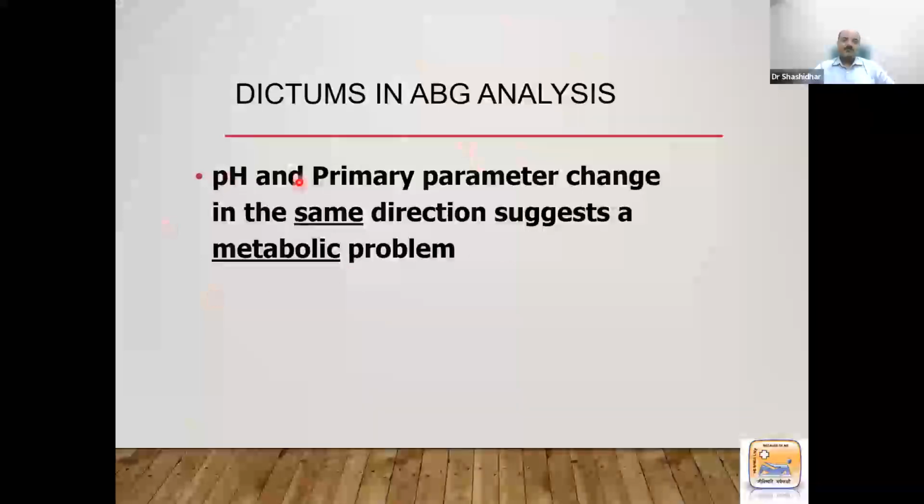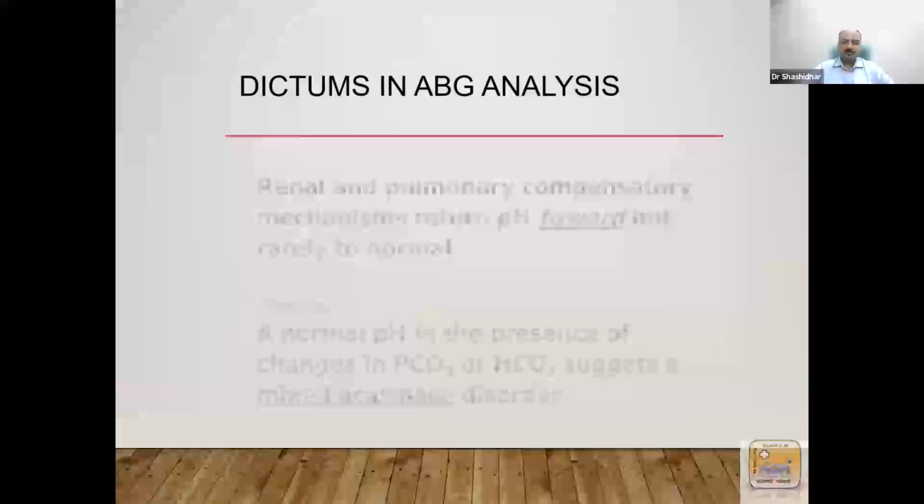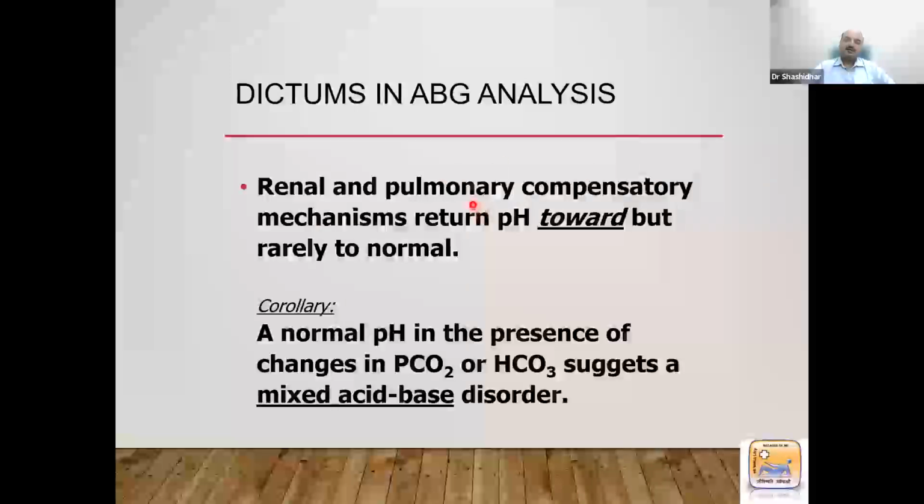Abnormal collection we should always rule out. Yes, definitely. The dictum in ABG analysis: if the pH and the primary parameter change in the same direction, it's a metabolic problem. So let's say pH is low and bicarb is low, that means it's a metabolic problem. If pH and primary parameter are going in opposite directions, it's a respiratory problem. So pH is low and primary parameter PCO2 is high, that means it is a respiratory problem. You need not remember that. Compensation, as I said, takes the pH towards normal, but very rarely to actual normality. A normal pH does not rule out a mixed acid-base disorder.